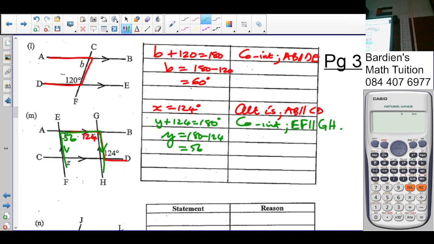Okay. How do you calculate Z? Corresponding angles. Not so. So Z is equal to 56. It's corresponding angles with AB being parallel to CD. Okay. Any confusion here?